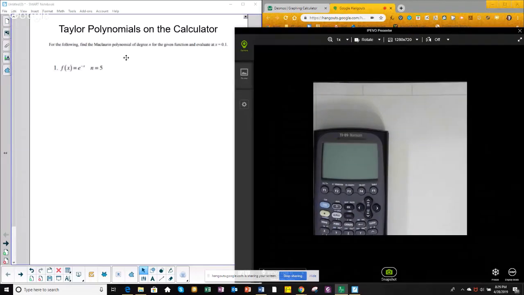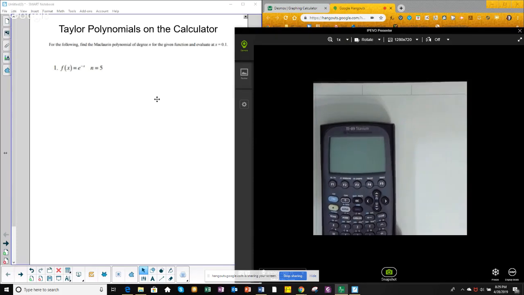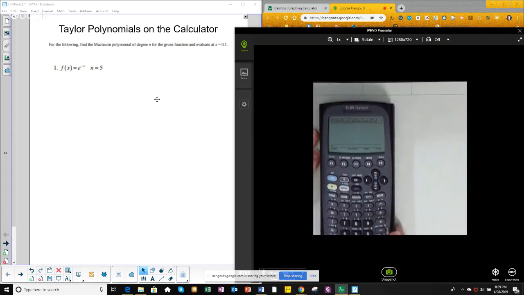Find the Maclaurin polynomial of degree n for the given function and evaluate at x equals 0.1. Well, the function that I have picked out for our first example here is f of x equals e to the negative x. And the problem wants us to find a Taylor polynomial of degree 5. Okay? So on the TI-89 calculator, to find a Taylor polynomial for e to the x, I'm going to turn my calculator on, clear my home screen here so we can start from scratch.